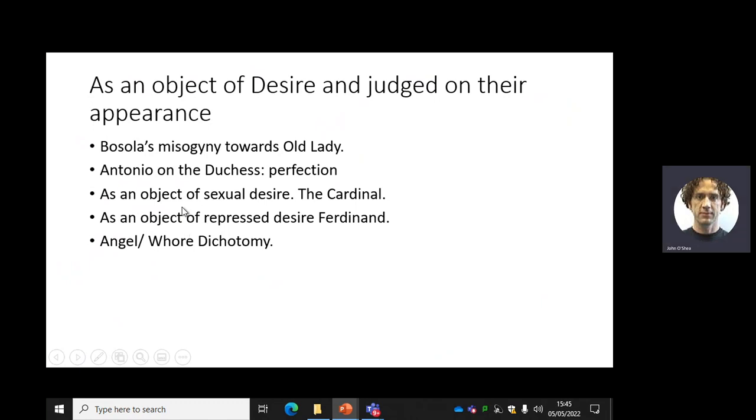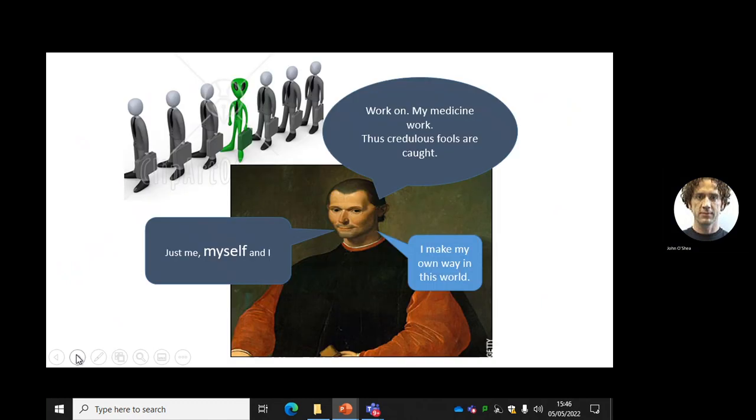Women are seen as objects of sexual desire or as objects of repressed desire or liars. You must be sick of all of these texts. Ferdinand says it as well: many a woman I have eyed, but not one has been without a flaw or two. And even in The Tempest, we have it, don't we? So the first two acts, I would say, look for quotes about women and how they're viewed in different ways, as either angel or whore.